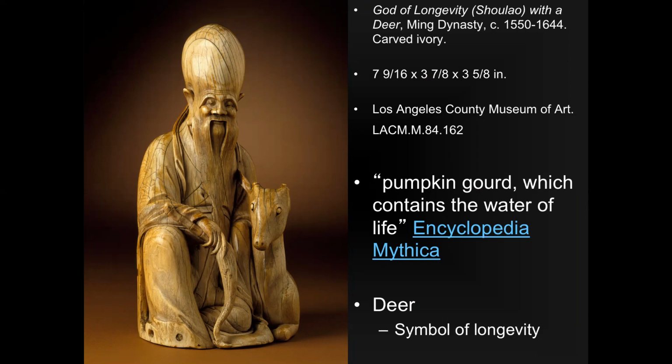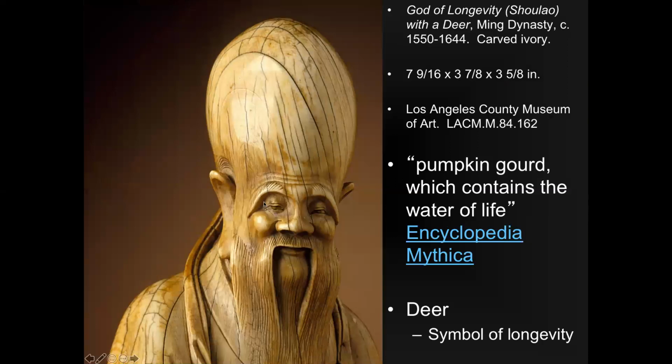It's the god of longevity, and he's with a deer. That's a symbol of longevity. So both in the moment and forever, we're seeing here. So his head represents a pumpkin gourd, which contains the water of life. So he's this kind of spiritual figure that creates eternal life. So long beard and a big old head. When you get in close, you can again see it.